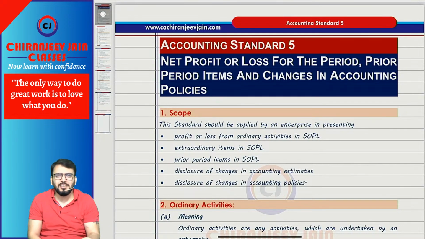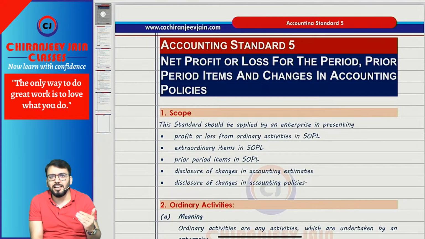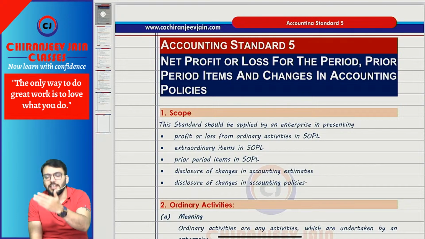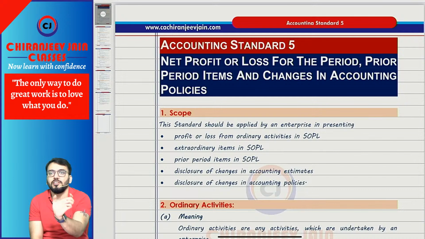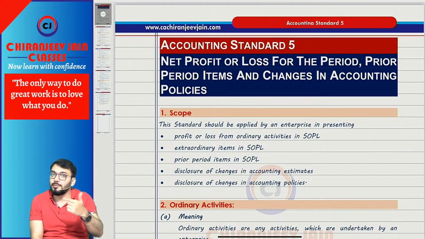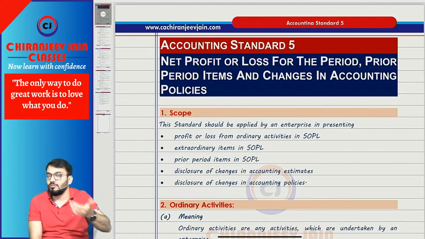Understood? We all know that when we have done the Schedule 3 format, in SOPL, first we calculate profit, means income minus expense. So we calculate profit before exceptional item, extraordinary item, prior period item, and tax. Then first we do plus minus exceptional item. Then after that we do plus minus extraordinary item. Then we do plus minus prior period item. However, prior period item was not given in Schedule 3, so I am just saying as per AS5. Correct. And then we calculate profit before tax.